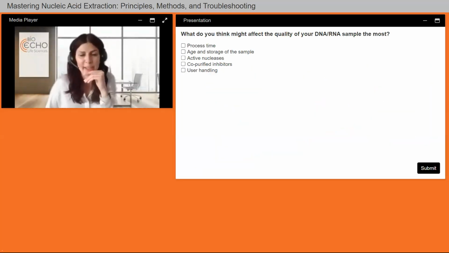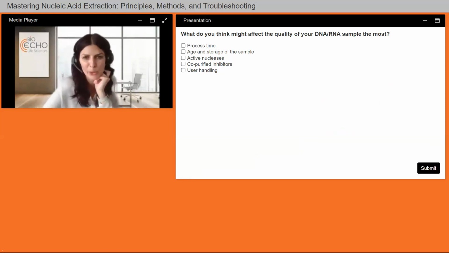So I have a question for you. What do you think might affect the quality of your DNA or RNA sample the most? Is it process time? Or maybe age of the sample? Nucleases? Or those inhibitors which can somehow appear?